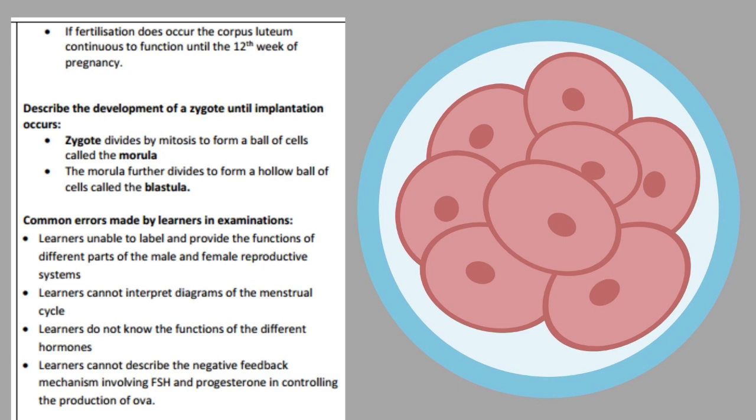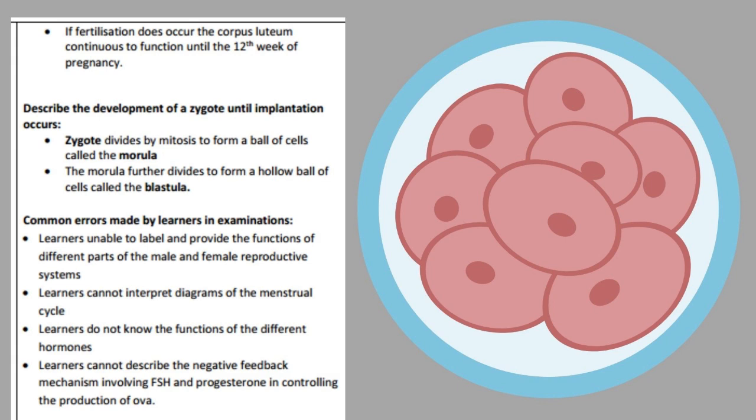Describe the development of a zygote until implantation occurs. Zygote divides by mitosis to form a ball of cells, called the morula. The morula further divides to form a hollow ball of cells called the blastula.